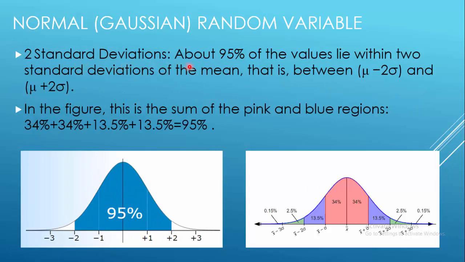Second standard deviation means about 95% of the values lie within two standard deviations of the mean, that is between mu minus 2 sigma and mu plus 2 sigma. So from mu to plus 2 sigma and from mu to minus 2 sigma, the values will altogether, from here to here, be 95%. In this area from mu minus sigma to mu minus 2 sigma, it is 13.5%, and since it is symmetric, here again it is 13.5%. Altogether it is 27%.